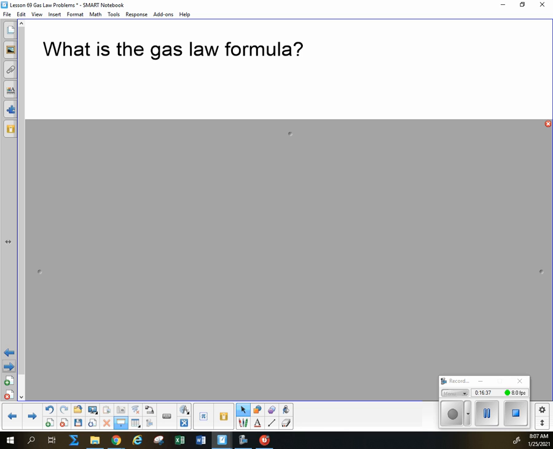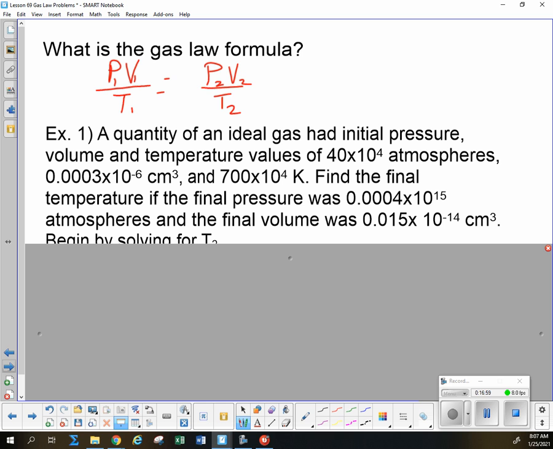Yes? Perfect, thank you so much. So the gas law formula is if we take the P's times the V's and divide by T, we always get the same number. So P1 V1 over T1 equals P2 V2 over T2. That is what we are going to be doing. So we will have problems that look like this.